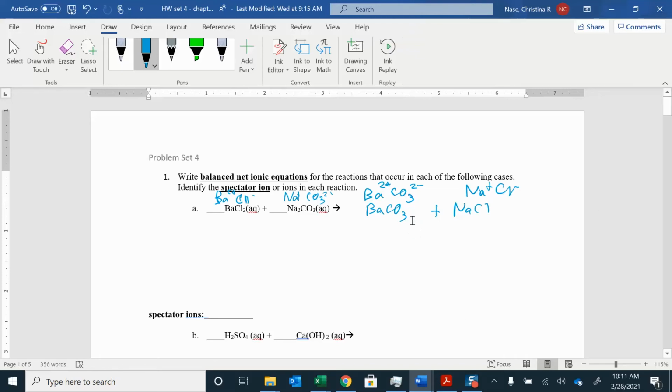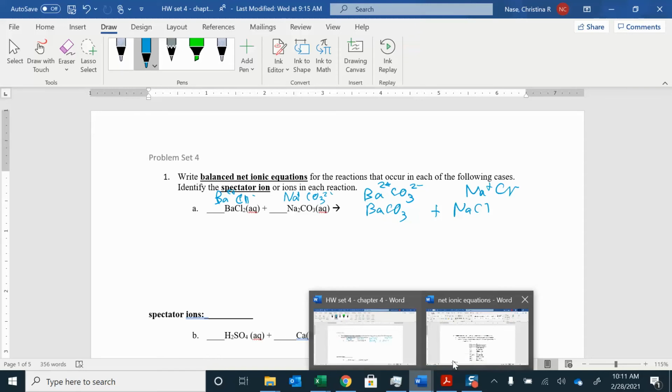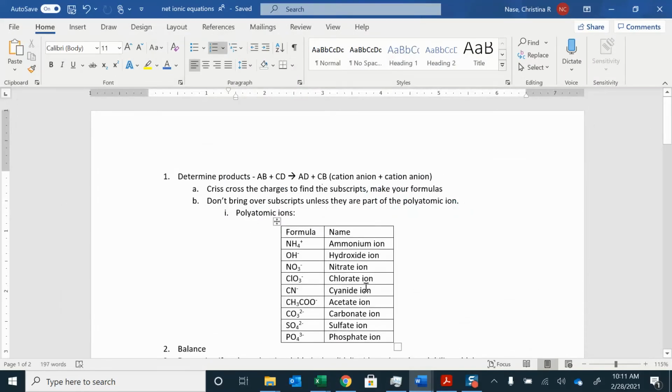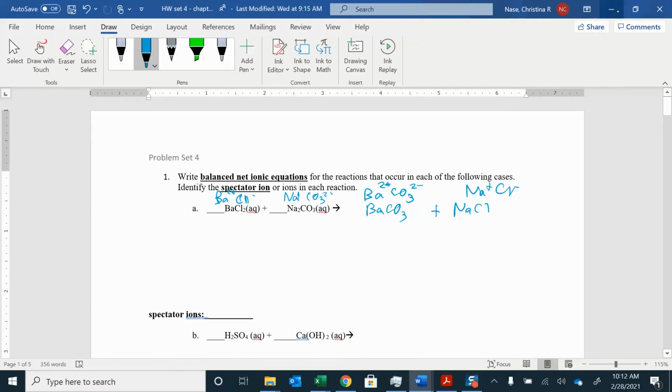All right, so be careful with the polyatomic ions. If you don't have those memorized, here's that list again. And like I was saying before, don't bring over the subscripts unless they are part of the polyatomic ion. So I brought this 3 over because that's part of the carbonate, but I didn't bring this 2 over to the sodium because that 2 is just telling me I have 2 sodium plus ions, and I need 2 of the sodium plus ions because carbonate has a -2 charge, so I have to make this a neutral compound. So I'll find that out when I start balancing.